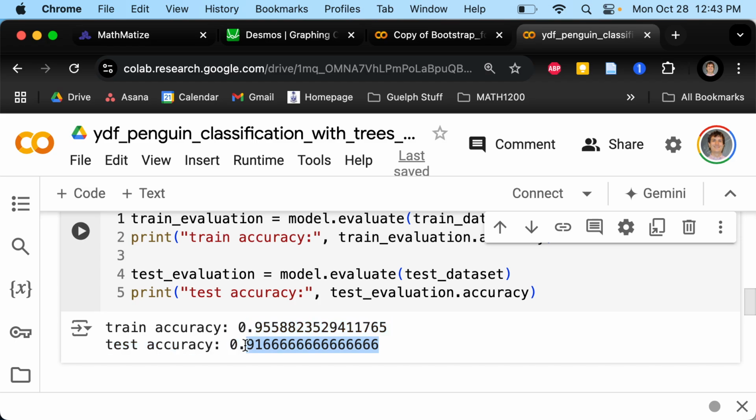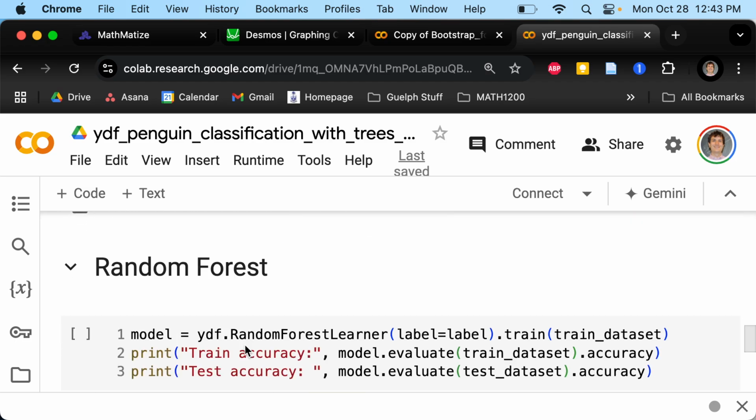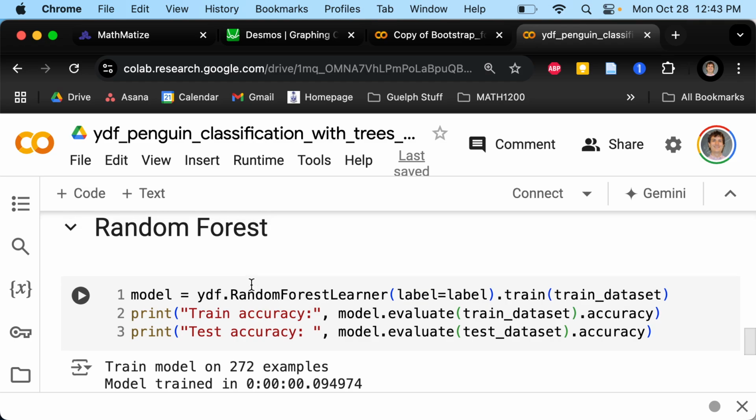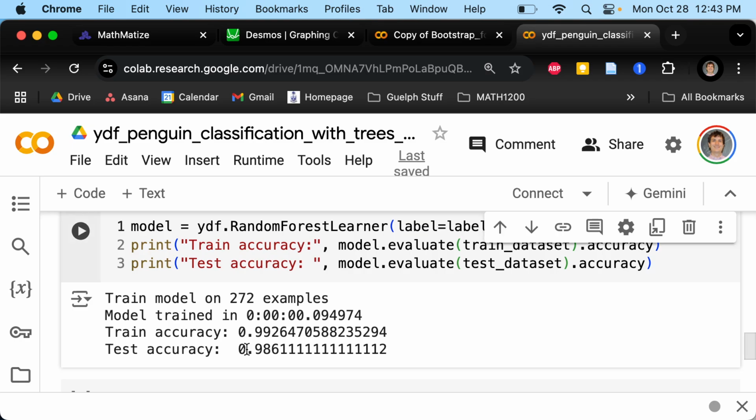You should think of a test accuracy of 92% as an error rate of 8%. So 8% of the time we got it wrong. Let's ask, what would happen if we did a random forest? And so a random forest gets a test accuracy of 98.6.